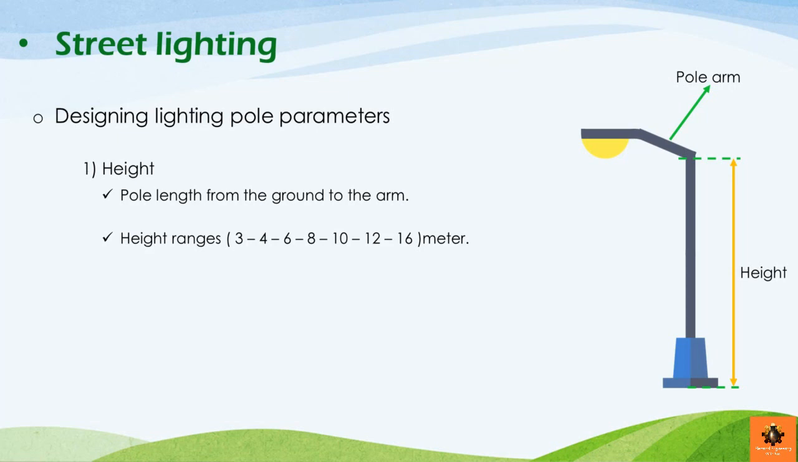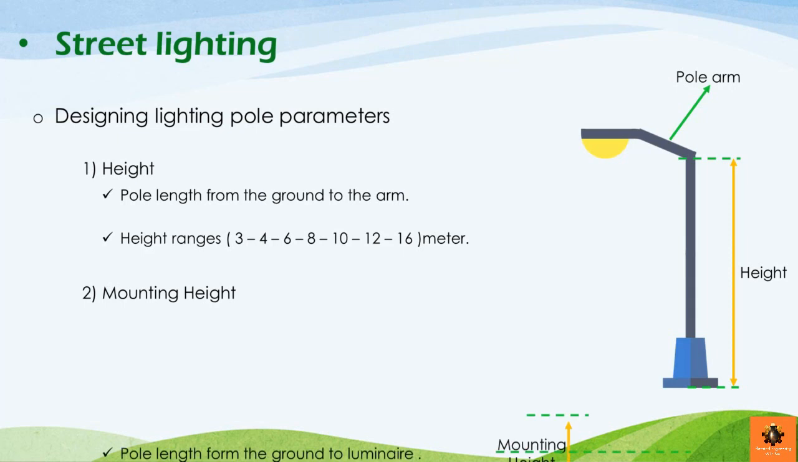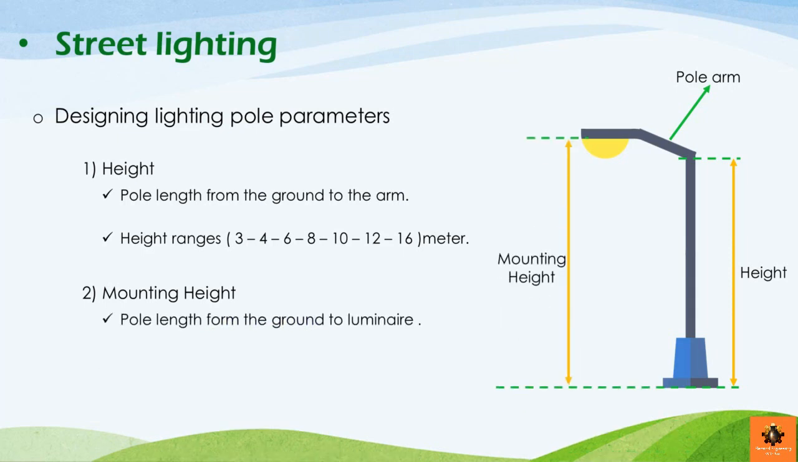Also, the second parameter we have is the mounting height of the pole. And the mounting height is the height from the ground to the luminaire itself, not to the arm.